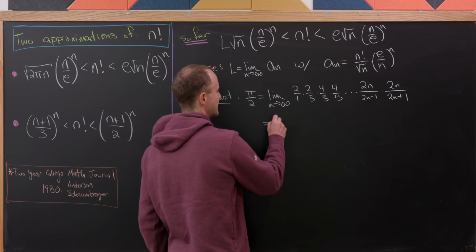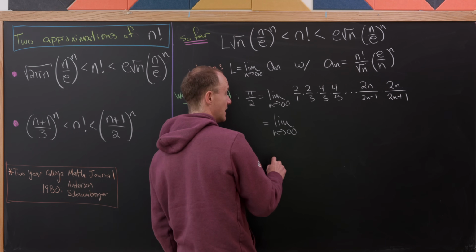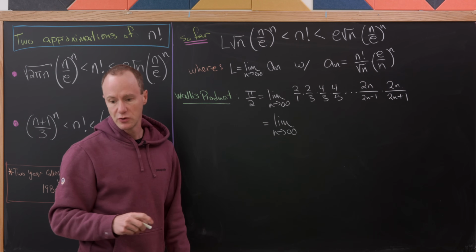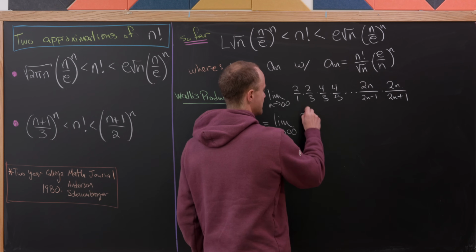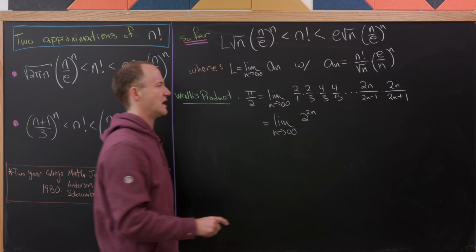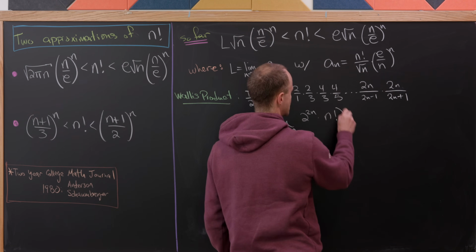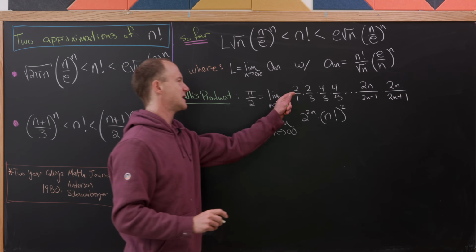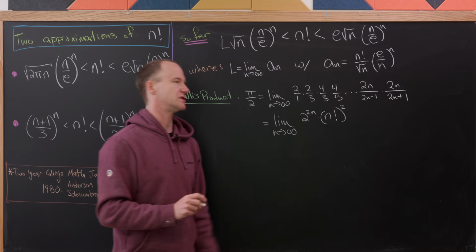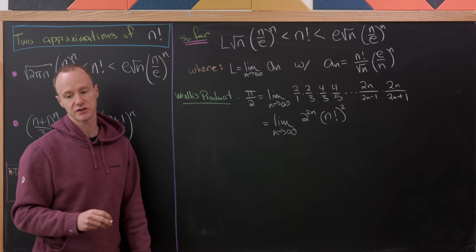So in fact, we could put this together. Observe that this is the limit as n goes to infinity of, well, let's see, we're going to have 2 to the 2n. So that'll be what we get from factoring a 2 out of everything in the numerator, and then times an n factorial squared. That's because after factoring a 2 out of everything in the numerator, we have 1 times 1, 2 times 2, 3 times 3, 4 times 4, all the way up to n times n. In other words, n factorial squared.